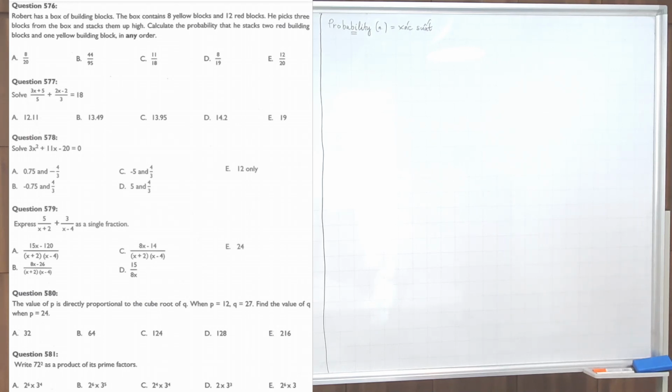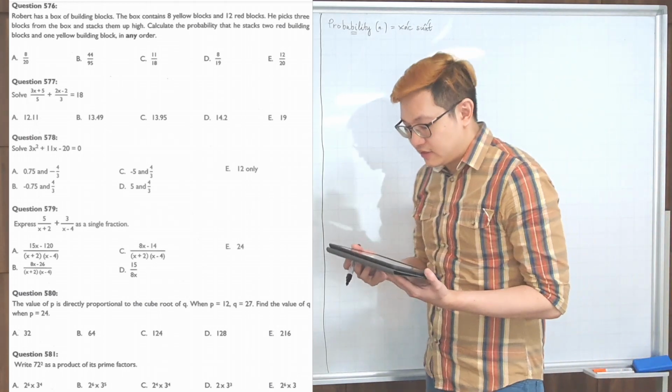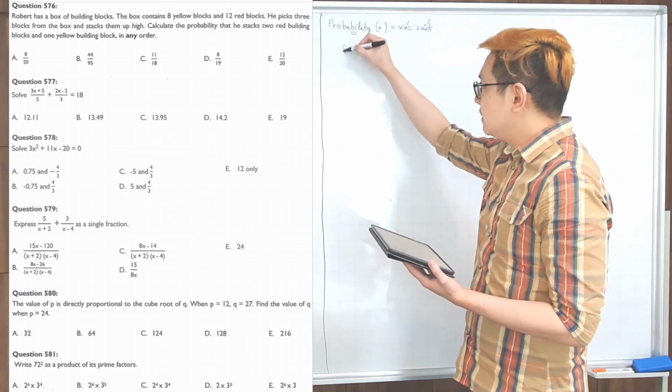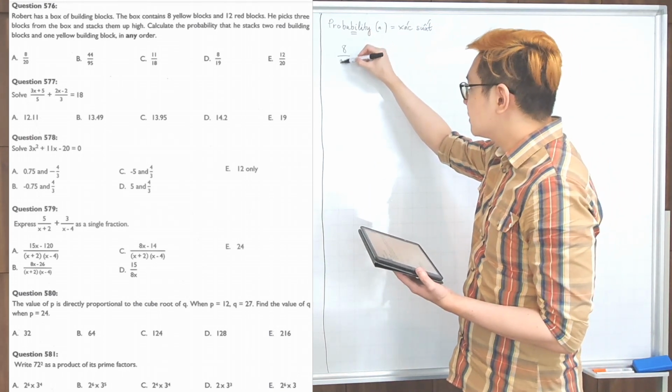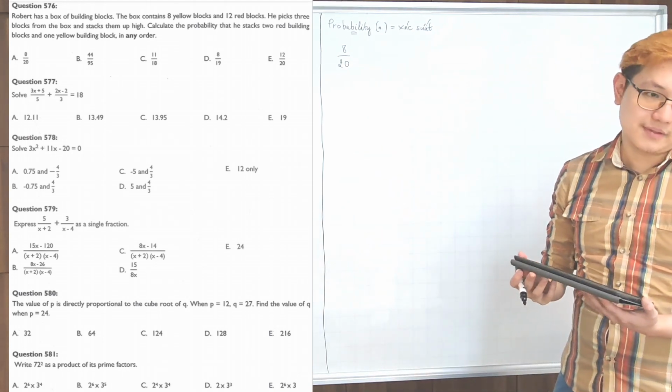So let's just say you take the first block. Let's say the first block has to be red, right? So the probability is 8 out of 20, because in total you have 20 blocks.